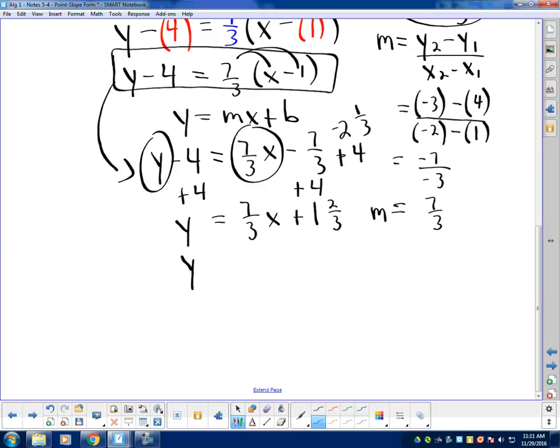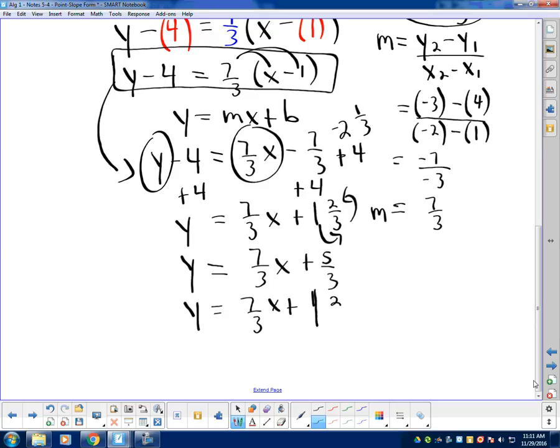Sometimes the way you may see this written is 7/3 x. Sometimes they will change it over to an improper fraction. So 1 times 3 is 3, and then you add 2 to it, which is 5/3. So you might see it written this way. But either one would be fine. Y equals 7/3 x plus 1 2/3.